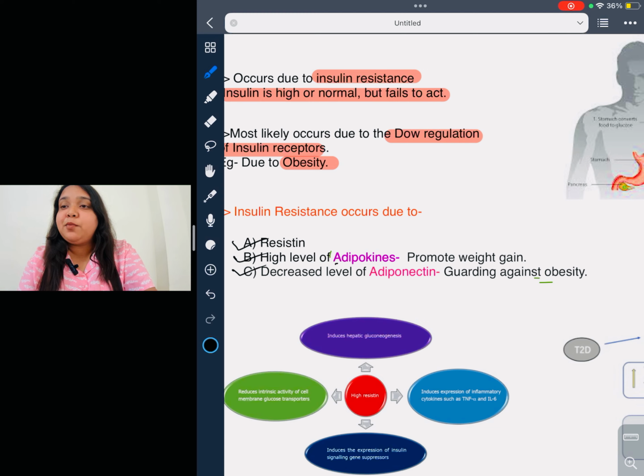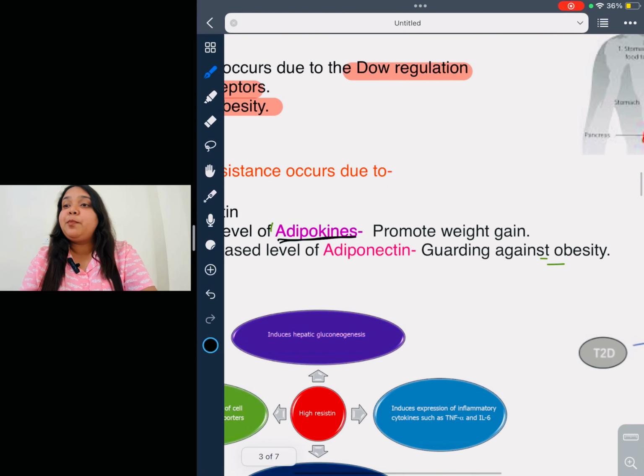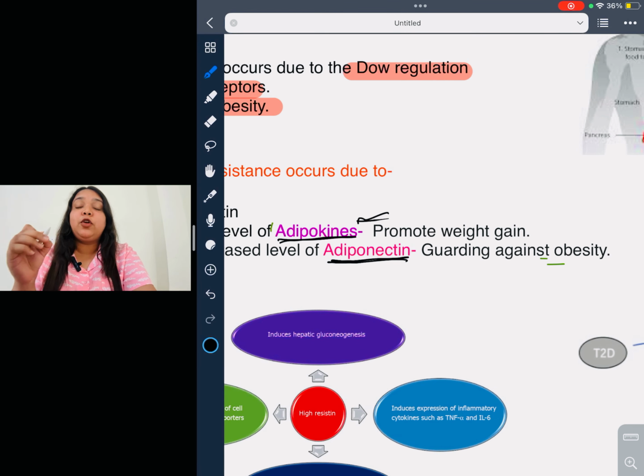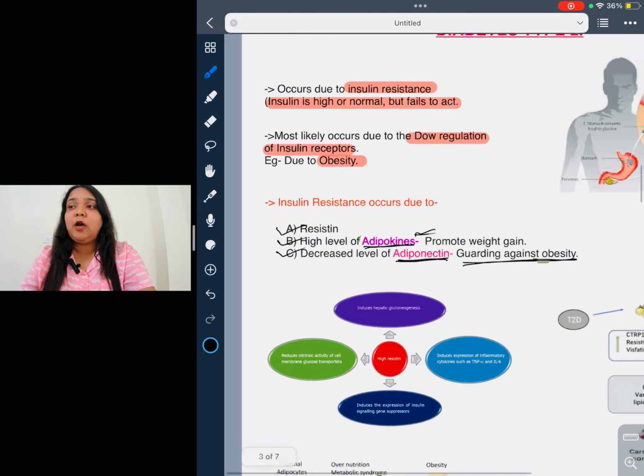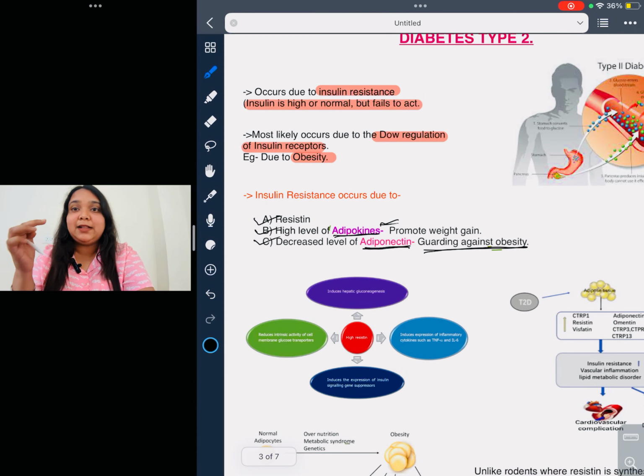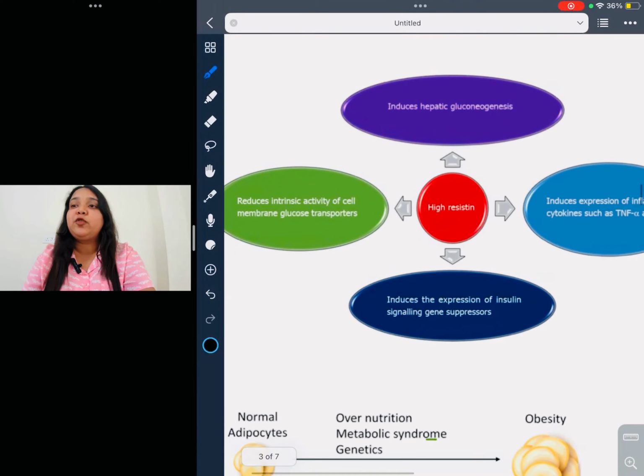So what do these adipokines actually do? These adipokines cause weight gain. They promote weight gain. And adiponectin, on the other hand, does not allow a person to gain weight. That is, it keeps the weight of a person in control. It guards against obesity.